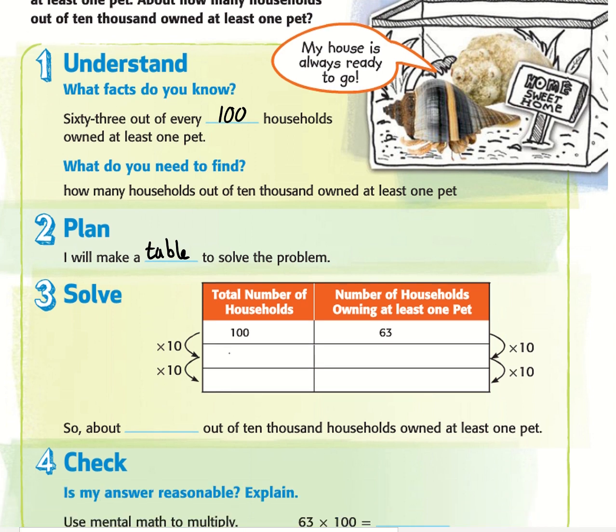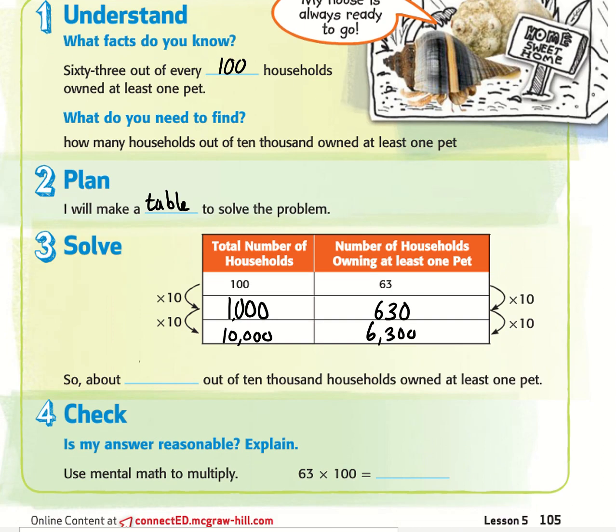So it says we're going to multiply by 10. And 100 times 10 is 1,000. And since we did this to one side of the table, we're going to do the same exact thing to the other side. So 63 times 10 is 630. So we have to multiply by 10 one more time to get to 10,000. And whatever we do to one side, we have to do to the other. So 630 times 10 is going to be 6,300. So about 6,300 out of 10,000 households owned at least one pet.